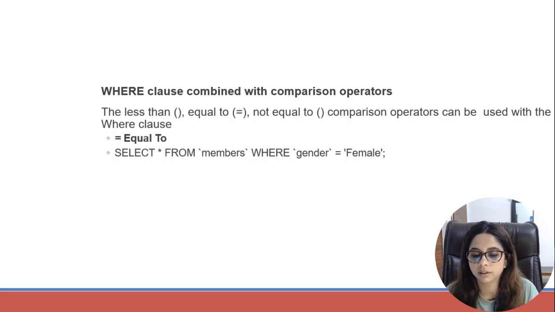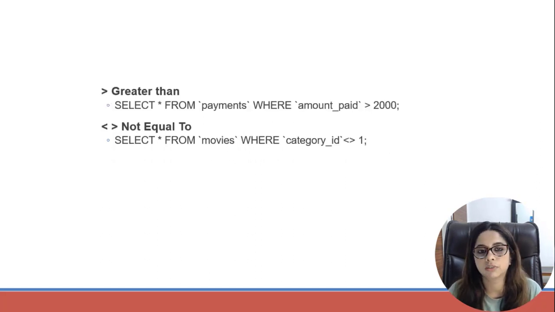So we'll see that. Where gender equals to female, so we have used equal to. There is of course greater than and equal or less than. Not equal to is also there. If you can see two arrows opposite, select star from, let's say there was a table called movies where category ID is not equals to 1. So this is just an example. So one of the columns we have taken.